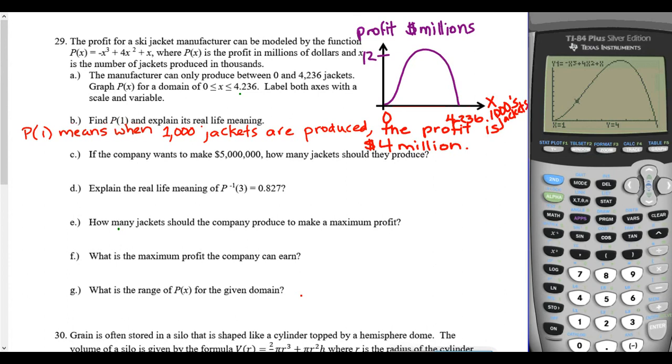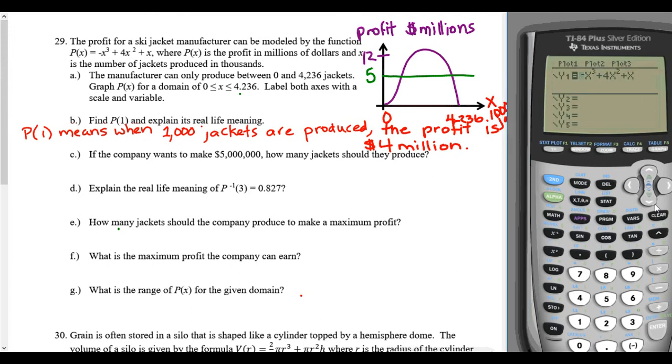All right, on part C, it says the company wants to make $5 million. How many jackets should they produce? Well, 5 million would be a y value. So what we're looking for up here in the picture is when my y is 5 million, or 5 as a y. So I'm going to type that in y equals, because that's the only place I can put a y in my calculator, and I'm going to graph it. You'll see when I do the graph that I hit 2 times, so I'm going to need to give both of those answers. I'm going to find second calc the intersection of those 2 curves.